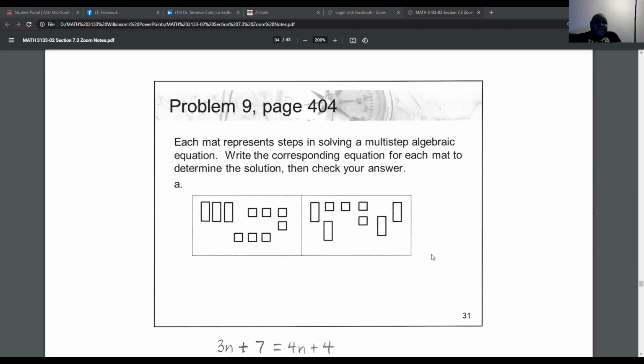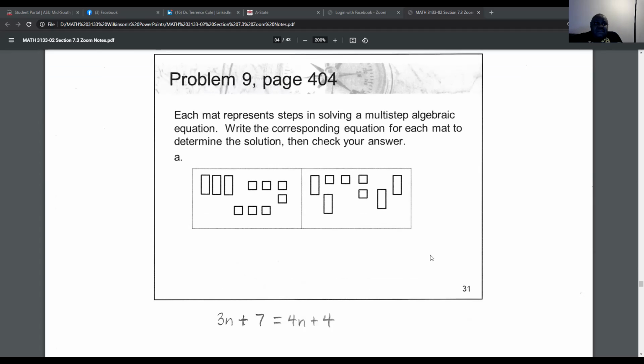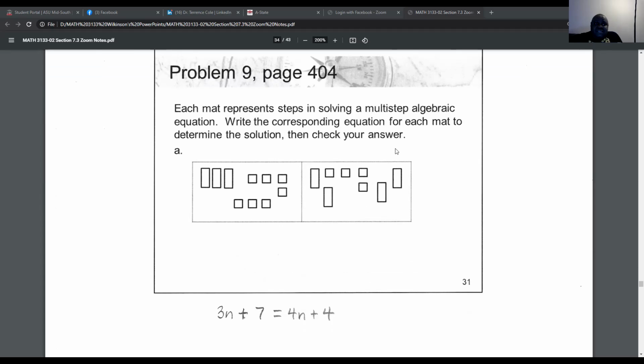Now problem number 9 on page 404. Now I had this spread out in 5 different slides here for parts A, B, C, D, and E. Here, each map represents steps in solving a multi-step algebraic equation. You want to write the corresponding equation for each map to determine the solution and then check your answer.